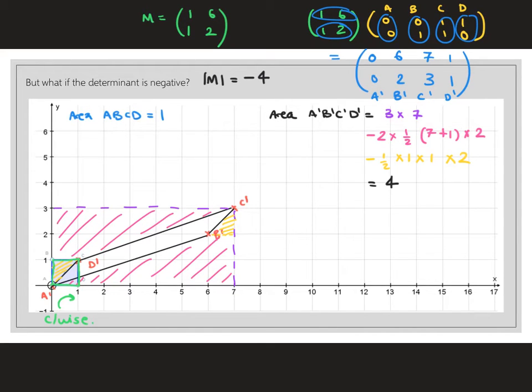Whereas for our new shape, let's have a look at the direction in which we move. So if we go from A to B, then to C, back down to D, and then back to A, can you see we've traversed the coordinates in an anti-clockwise direction? If your matrix has a negative determinant, the magnitude of that determinant will still be the area scale factor, but the fact that it is negative means it changes the sense of the vertices from clockwise to anti-clockwise, anti-clockwise to clockwise, or it changes the order in which you can traverse the vertices.